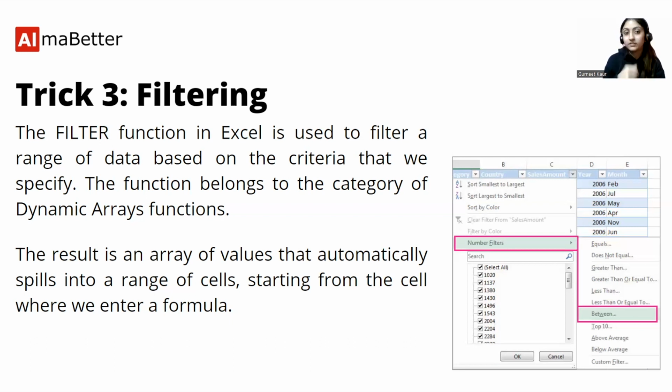Like for instance, if we want our students' names who have scored exactly 90 in our class, what we can do is apply our filter, click on the 90 marks, and click OK.